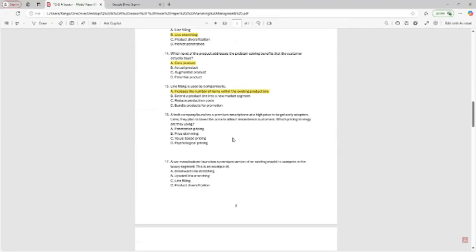Which pricing strategy are they using? Penetration, price skimming, value-based, psychological price.